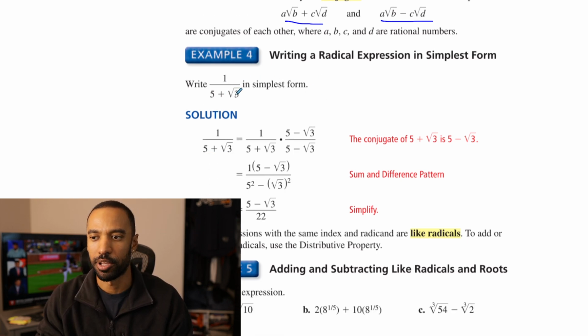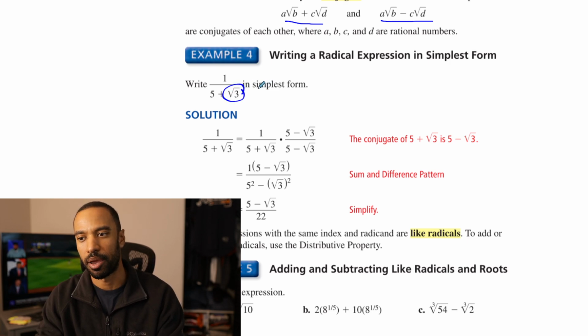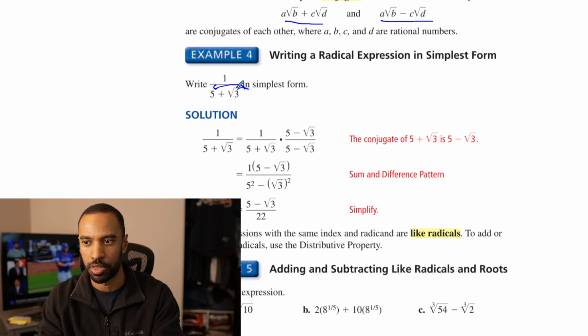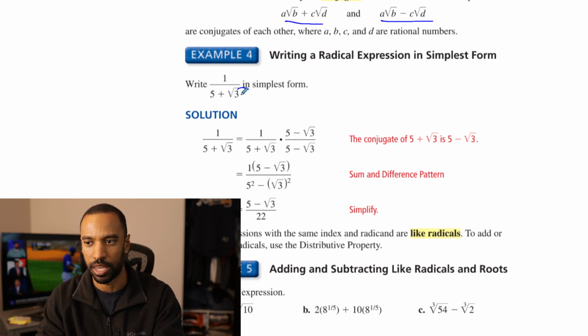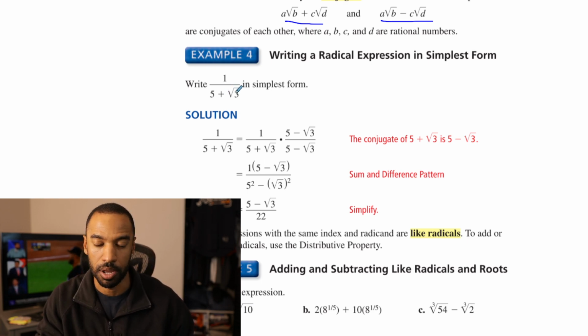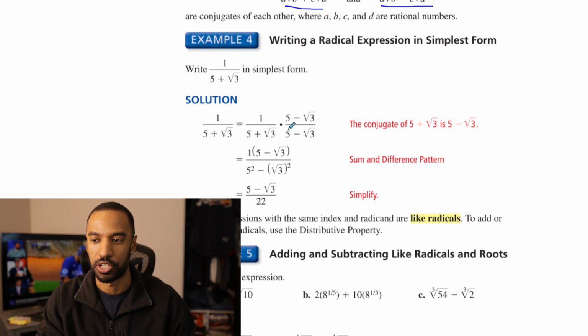So 1 over 5 plus root 3, to rewrite in simplest form, you can see this is irrational. Multiplying by root 3 over root 3 won't do the trick because it would distribute into both terms, and even though this would rationalize, this would not, so it would be a hiccup. Squaring it doesn't help either, and changes your number. What we have to do is multiply by its conjugate, 5 minus root 3 over 5 minus root 3.